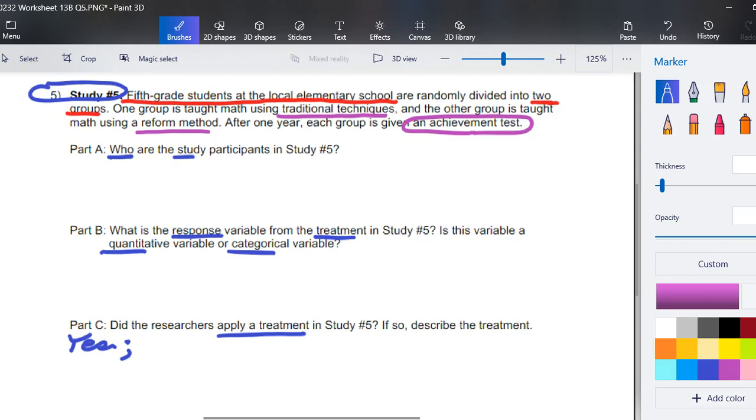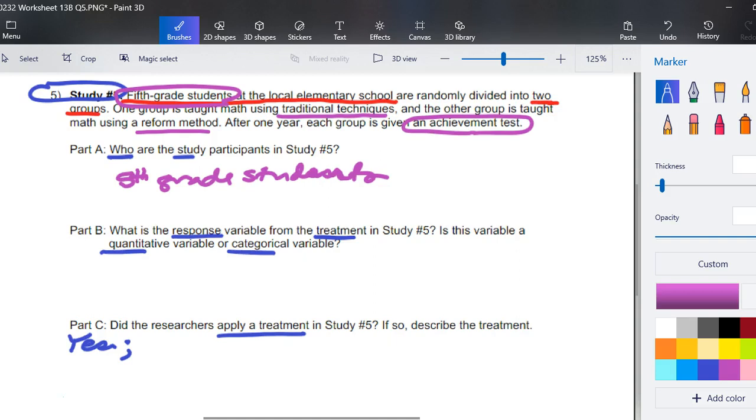So who are the study participants? Right here, 5th grade students. And if we knew the name of the local elementary, we could write at and then mention the name of the school, but it's 5th grade students. So what is the response variable?